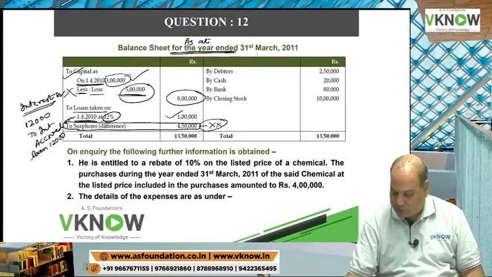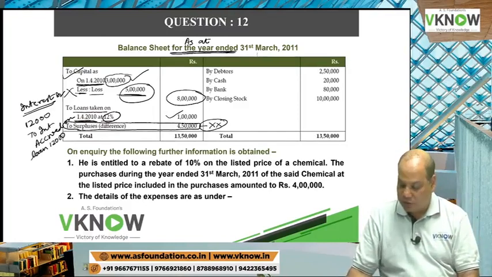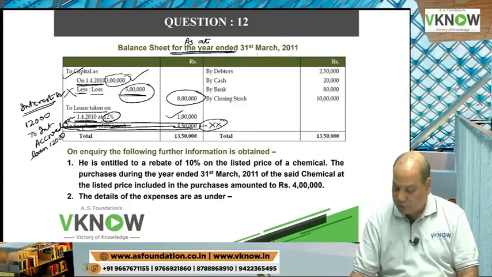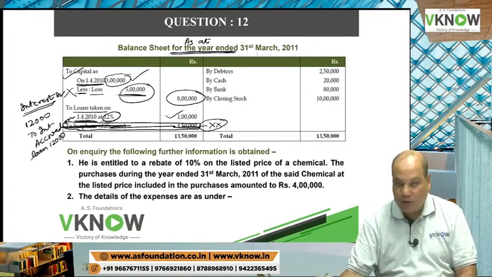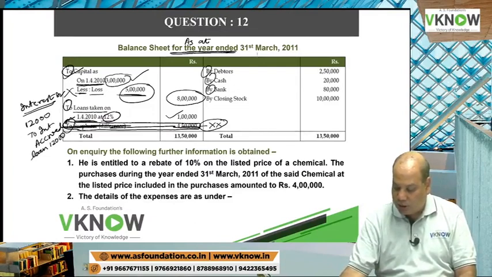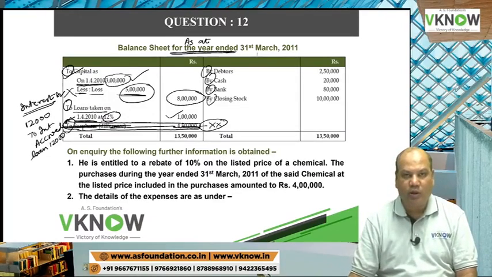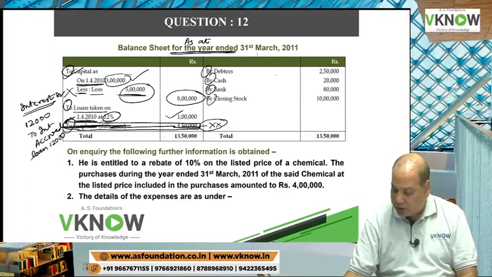This is a mistake. If he could not tally the balance sheet, what he did, he has put the difference as surplus difference. So this is useless. This 4,50,000 is useless. See the asset side. In the balance sheet, one more thing he has done. He has written to and by. Do we write to and by in the balance sheet? No. We should just write debtors, cash, bank, closing stock.